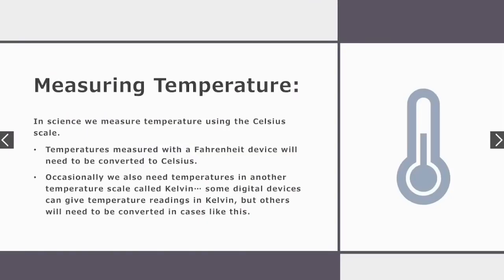All right, so now let's talk about measuring temperature. In science, we measure temperature using the Celsius scale usually. And if you have a device that's measuring in Fahrenheit, you're just going to have to convert those temperatures to Celsius. Occasionally we'll also need to measure temperature in a scale called Kelvin that we'll learn more about later. Some digital devices have the capability of reporting temperature in Kelvin, but if not, it's a really easy calculation to convert between Celsius and Kelvin.